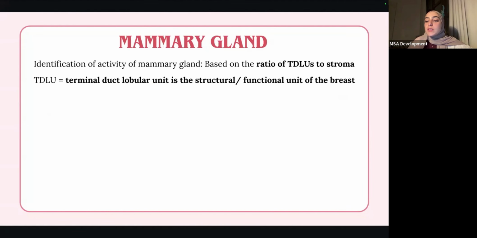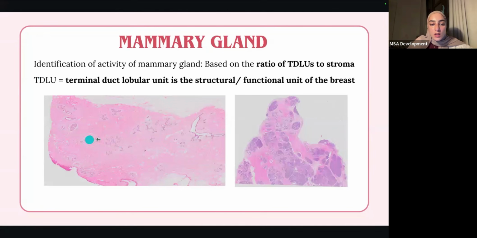And if you want to know if this mammary gland is active, you see the ratio of the TDLU to the stroma, or the cells that are not TDLU. Let me show you how that looks. As you can see here, these are the TDLUs, these clumps, circles. And what is all of this pink? It's the stroma, or the fibrous tissue. Just the pink cells that are just stroma, they have no function. The TDLUs are the functional and structural units of the breast, okay?